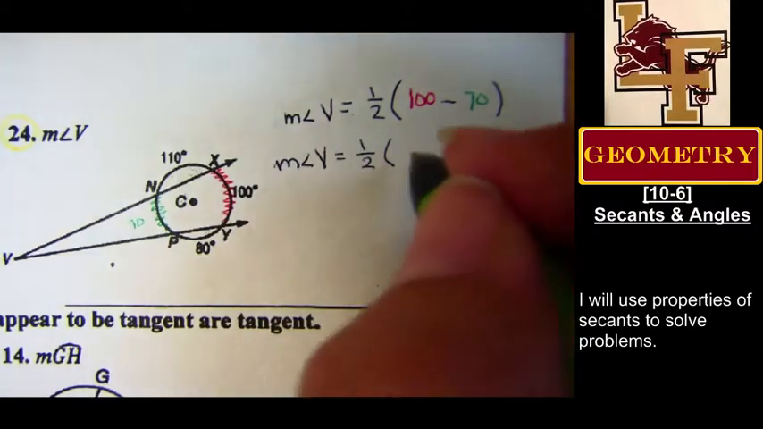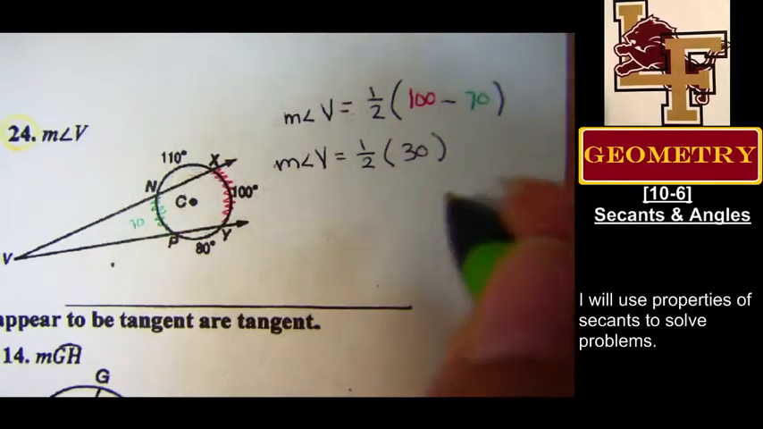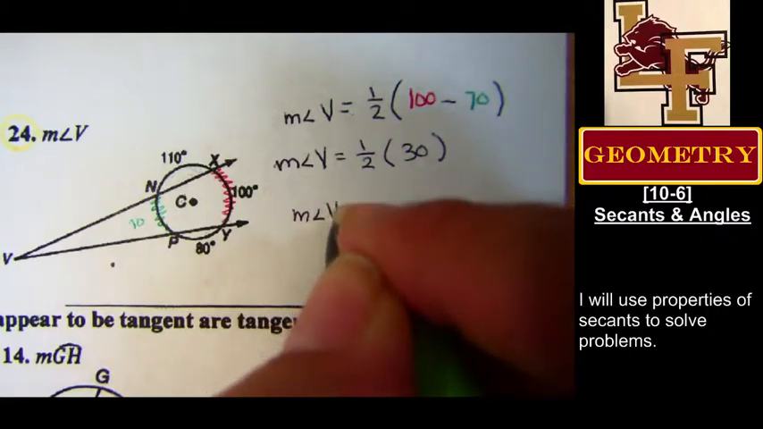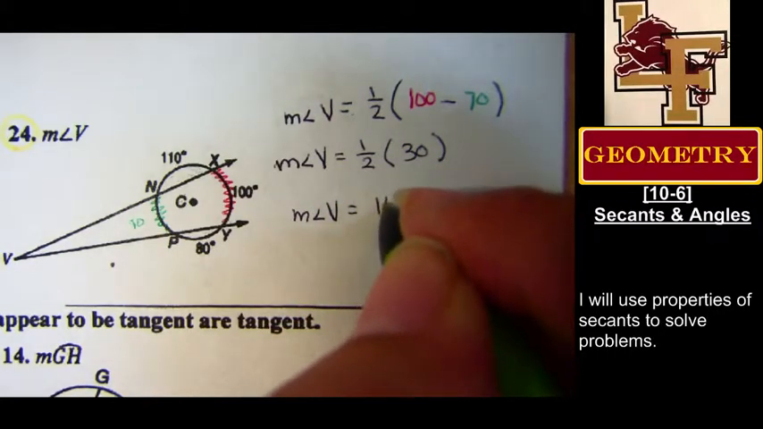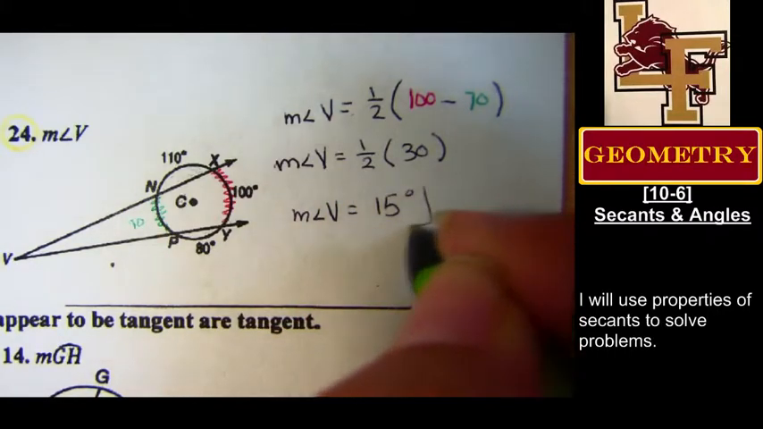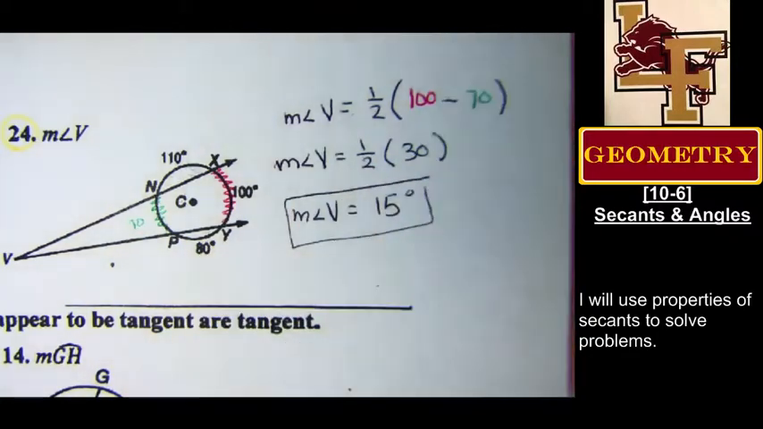100 minus 70 is 30. And half of 30 is? And that's your answer. That's it. It's really easy. You just got to stick in the formula. It does all the hard work for you.